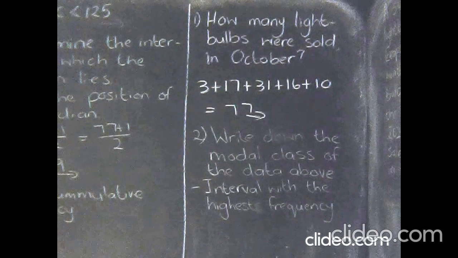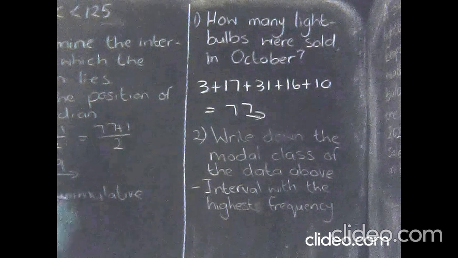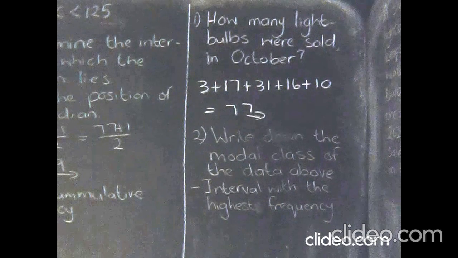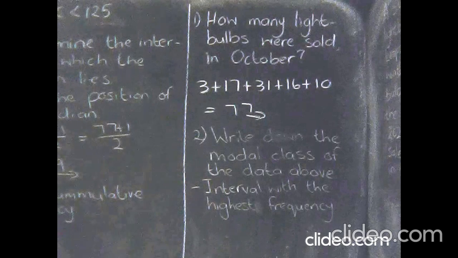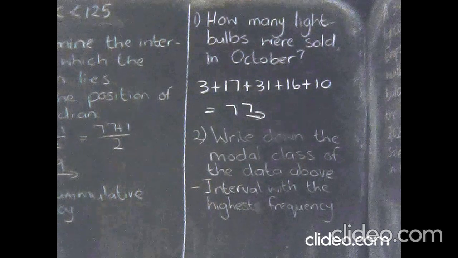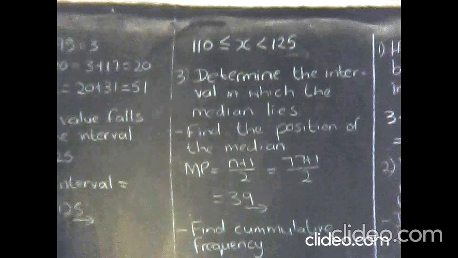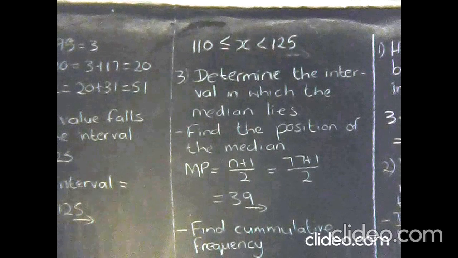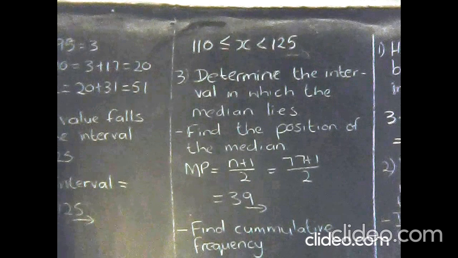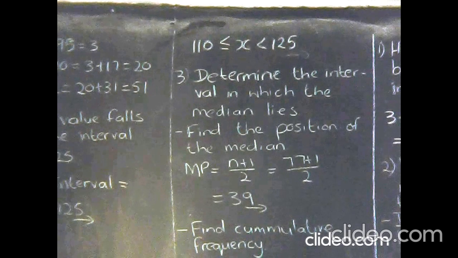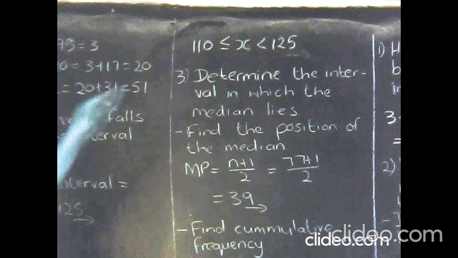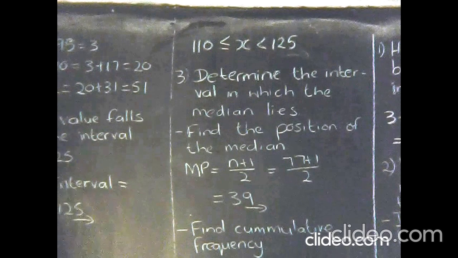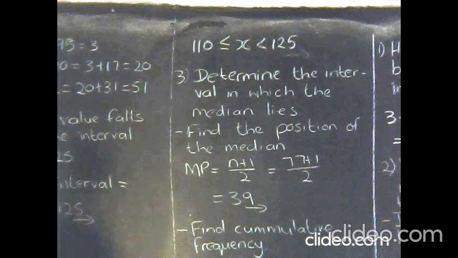Now it says write down the modal class of the data above. So the interval with the highest frequency will be our modal class. And according to the given table, the bulb that sold the most was the one in the modal class of 110 smaller than or equal to x, but also smaller than 125. So it's between 110 and 125 watts, because we sold 31 of these.